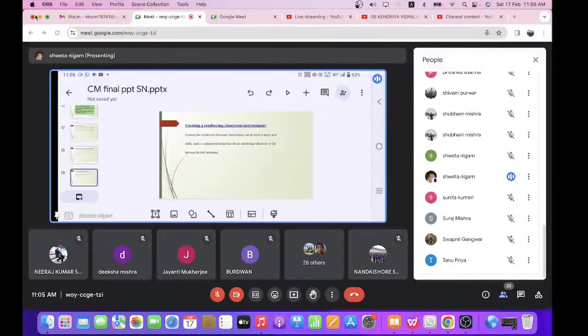Now, next is creating a reinforcing classroom environment. What is this? Creating a reinforced classroom environment can be used to teach new skills, teach a replacement behavior for an interfering behavior, or increase on-task behavior.